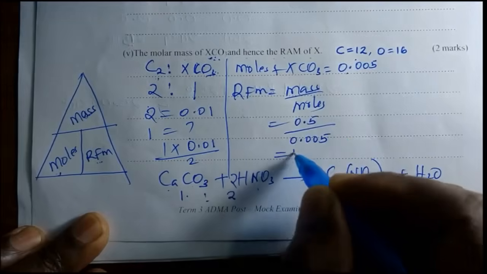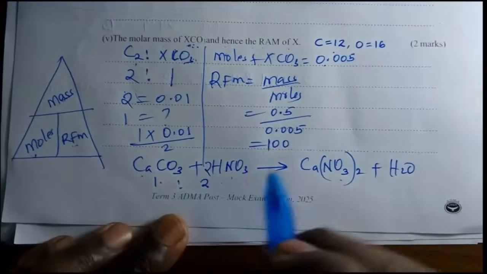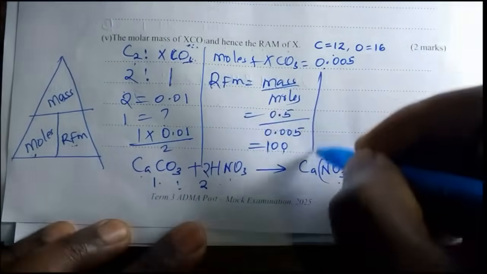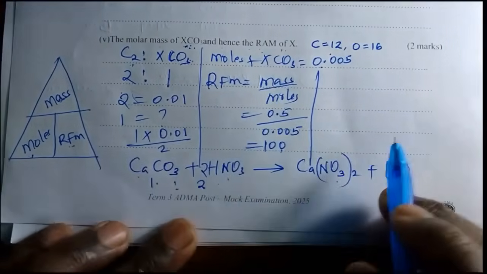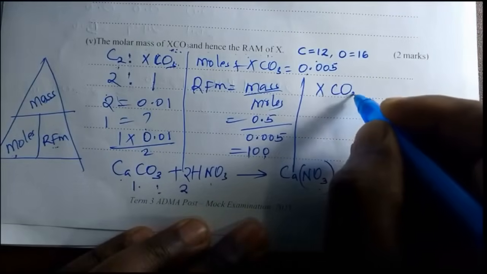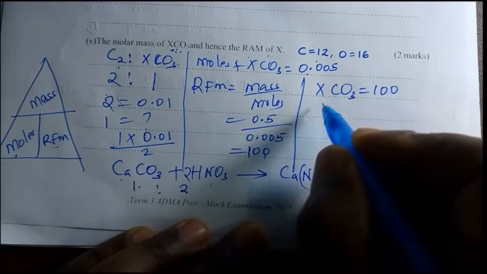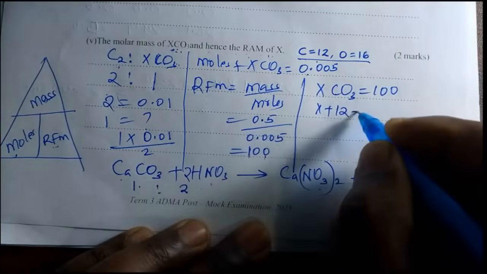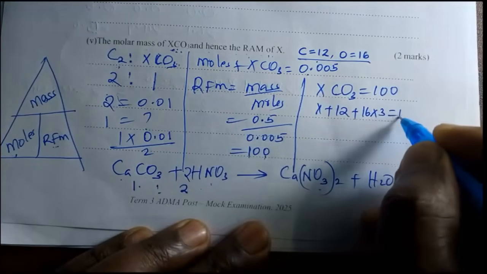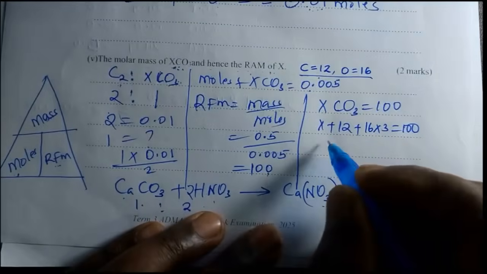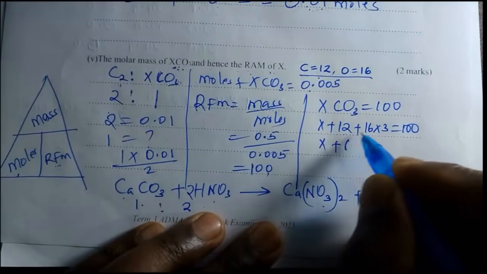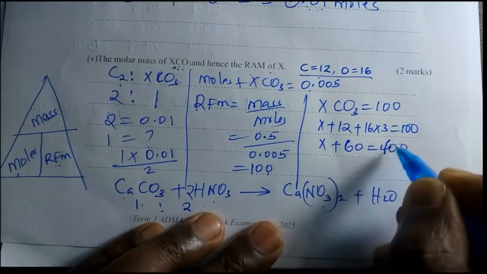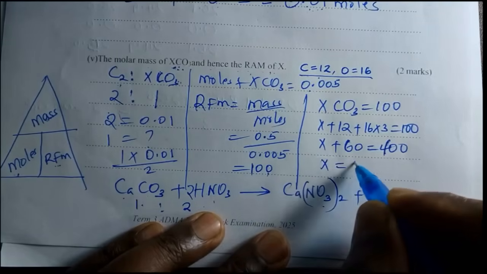So the RFM of the X carbonate is 100, but we were told to find the RAM of X. So X carbonate is equal to 100. X plus 12 plus 16 times 3, the answer is 100. That is why you were given the RAM here. X plus 60 will be equal to 100. Therefore, X equals 100 minus 60, and that is 40.